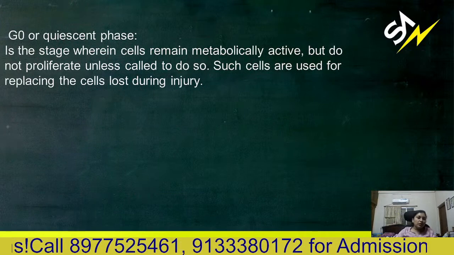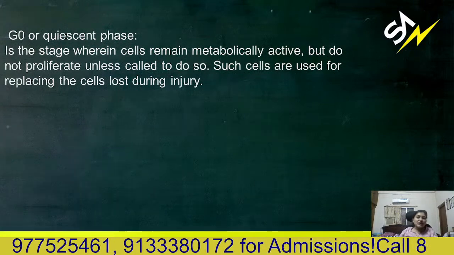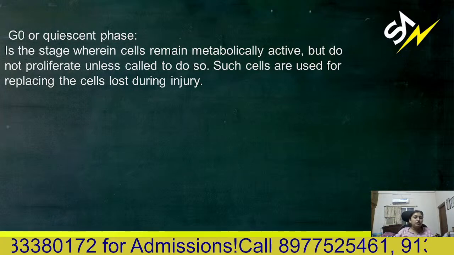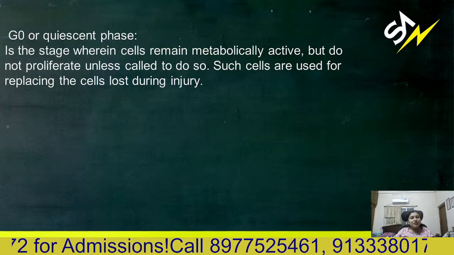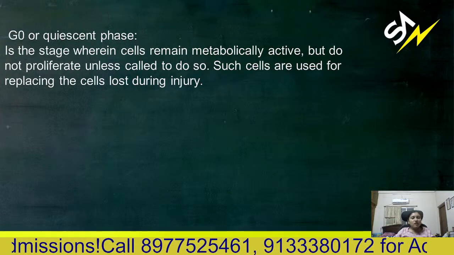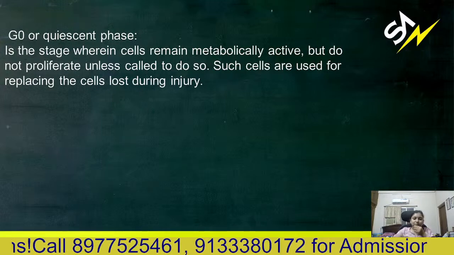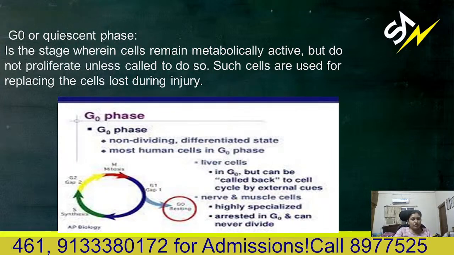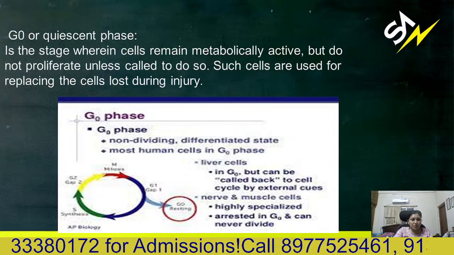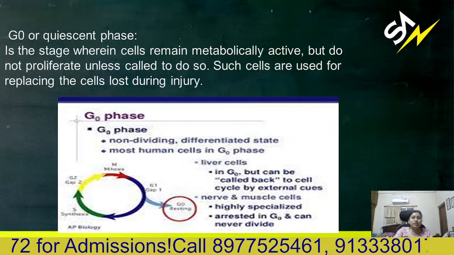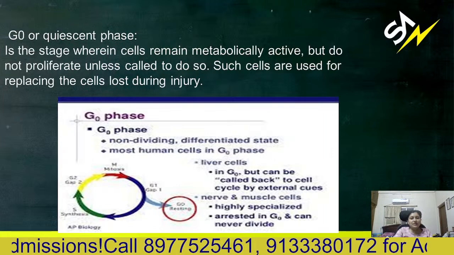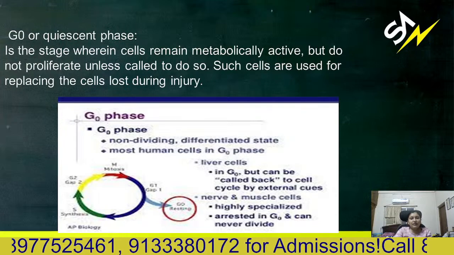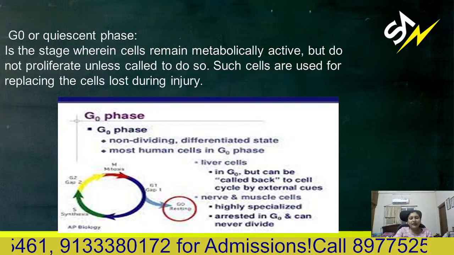Then G0 or quiescent phase. It is the stage where cells remain metabolically active but do not proliferate unless called to do so. Such cells are used for replacing cells lost during injury. So this is G0 phase, the quiescent phase, a non-dividing differentiated state. Most human cells are in the G0 phase, like liver cells, but can be called back into the cell cycle by external cues.